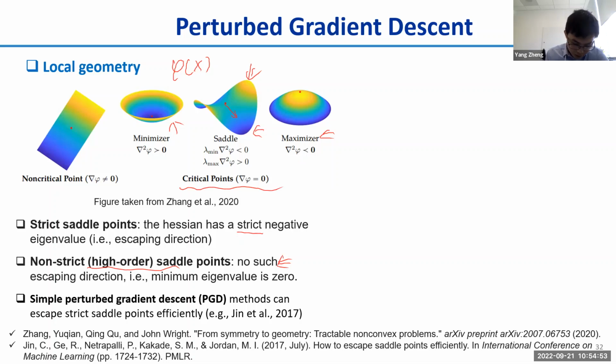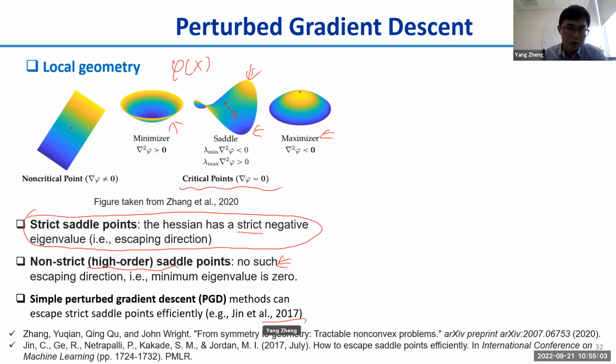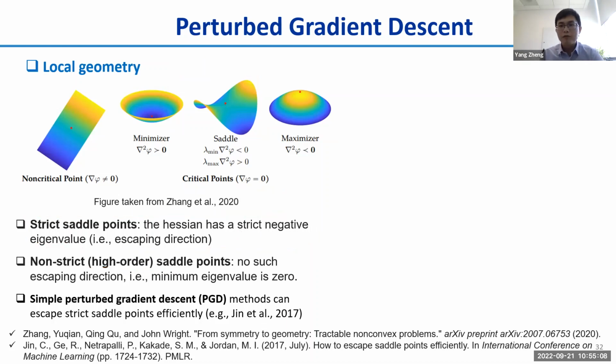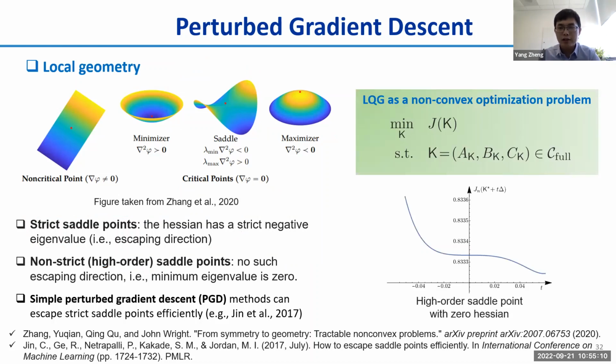And actually, people know that for this class of saddle point, a simple perturbed gradient descent can escape very efficiently. You can take this paper, it became very popular. You can do perturbed gradient descent to escape some strict saddle points. But for the LQG problem, we show that there are some high order saddle points with zero Hessian, and this strategy may not work. So you may need to do something further to escape this kind of saddle point.